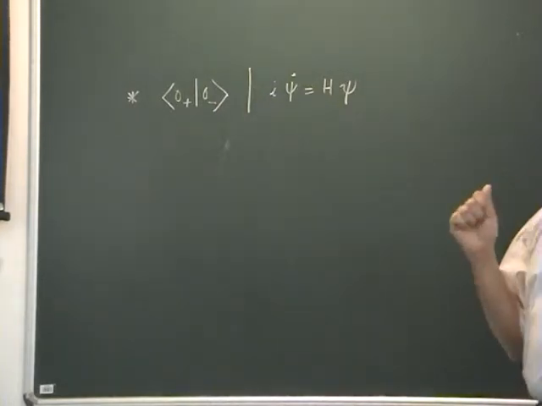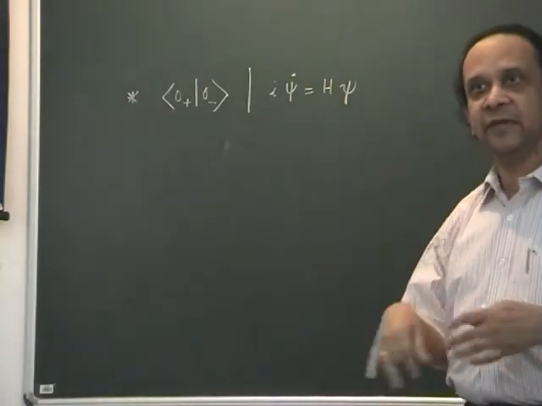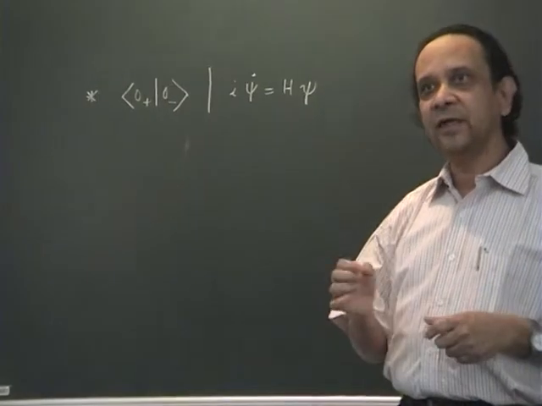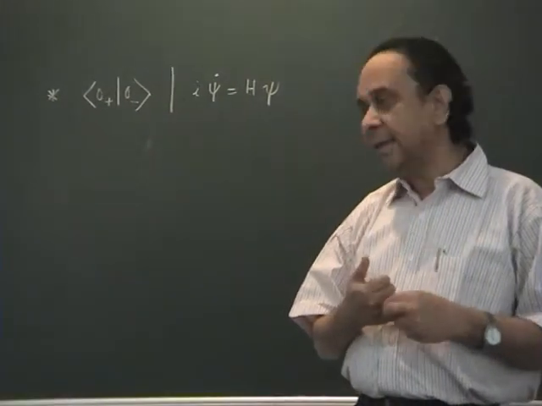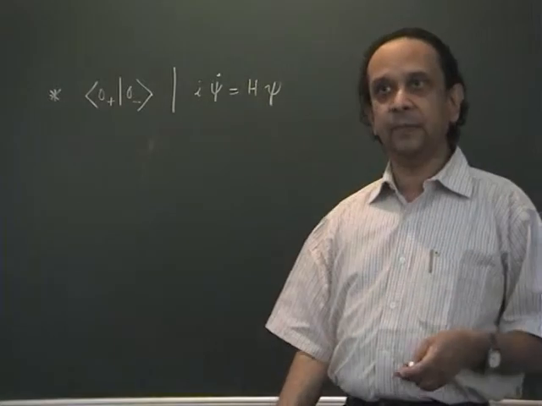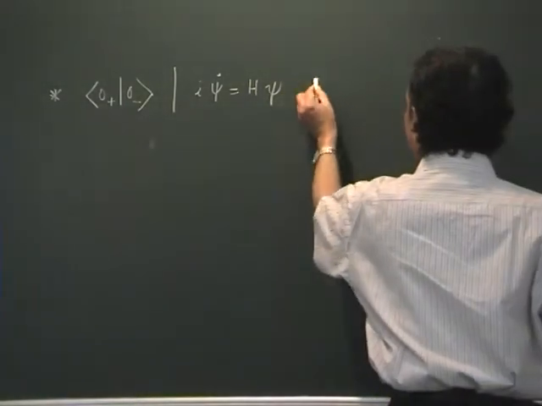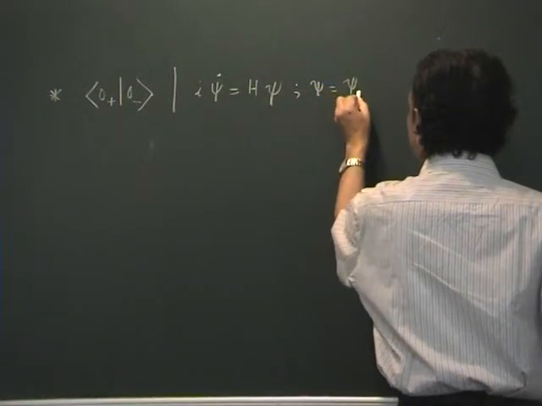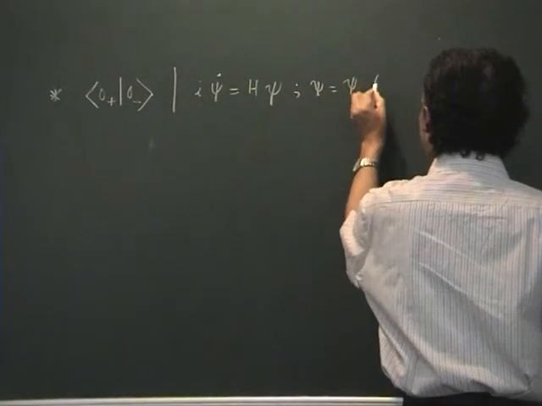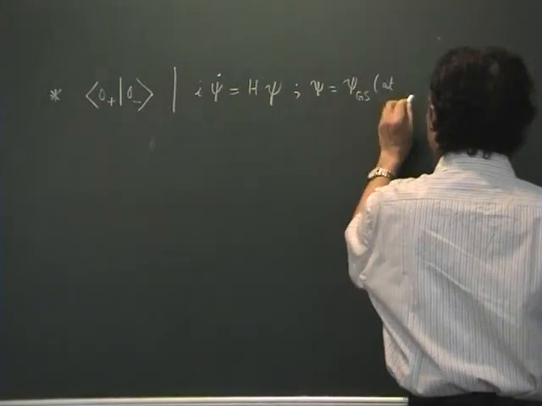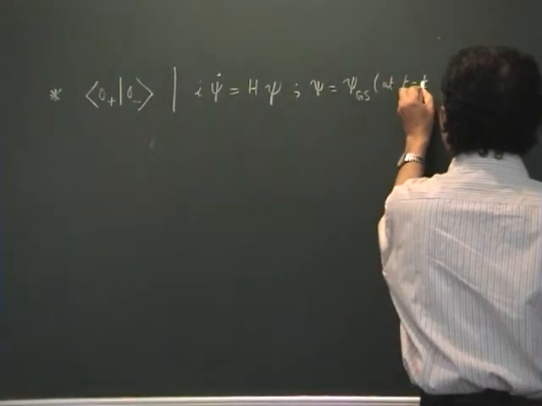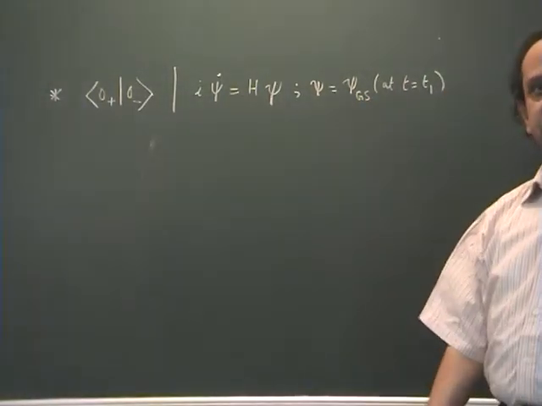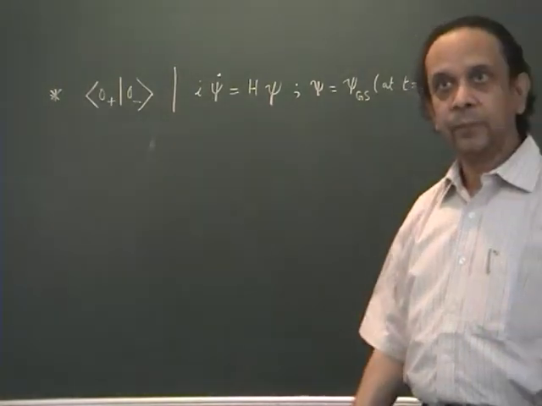I have to give psi at t is equal to, let us say, minus infinity, or we will say it goes from t1 to t2. At t is equal to t1 is when the time dependence is switched on. At t is equal to t1, I have to give you this psi. Suppose I say that psi is equal to the ground state at t is equal to t1. Okay, at an initial time, this is the initial condition which I am specifying, and then I am evolving it.